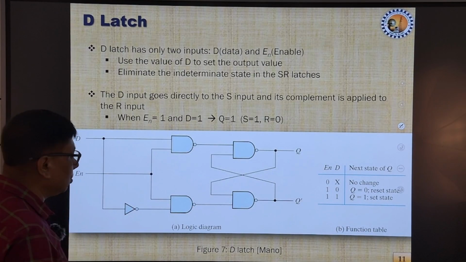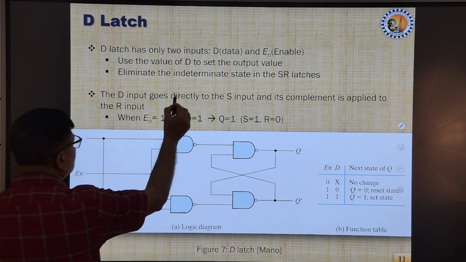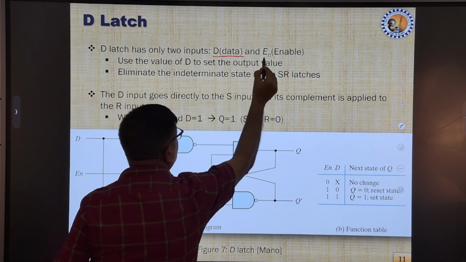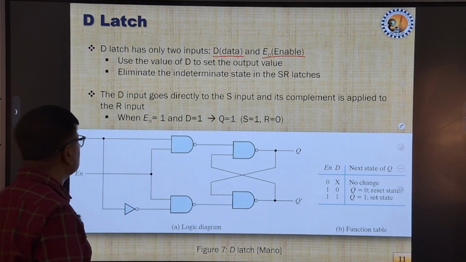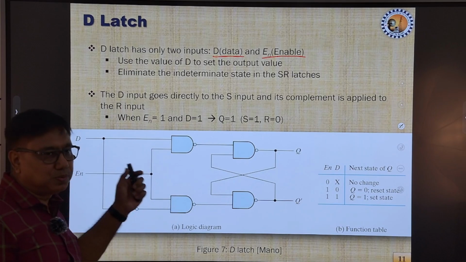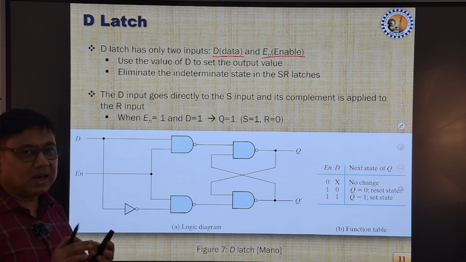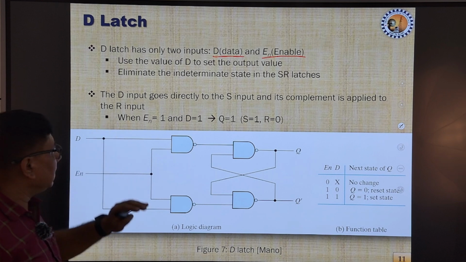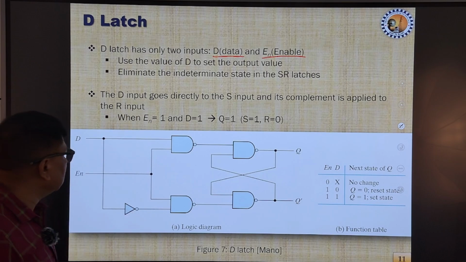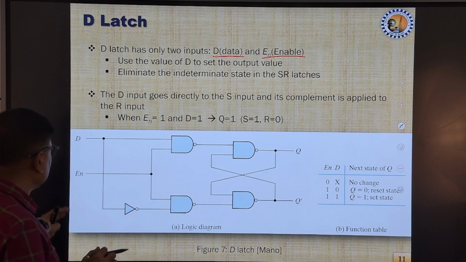Now, we will talk about the D latch. Here D stands for data or delay. It has 2 inputs, one is the enable input, another one is the data input. On the contrary, the SR latch that we saw previously had 3 inputs: S, R and enable. Here it has only 2 inputs, so this is much simpler than the previous one, with almost the same type of operation.